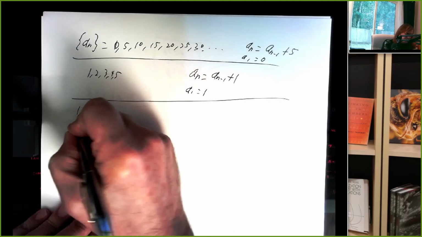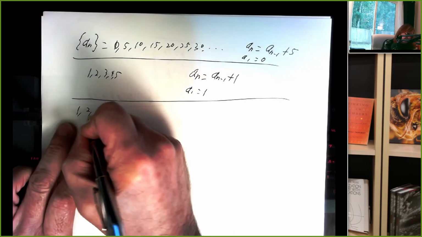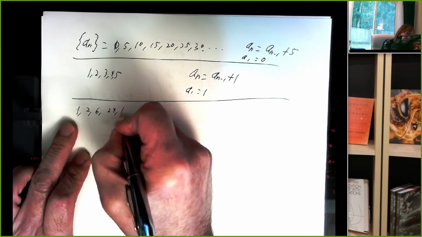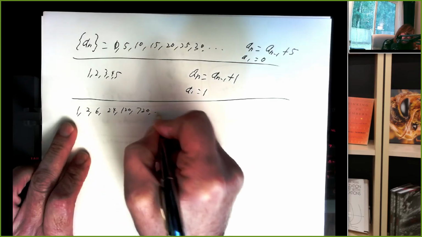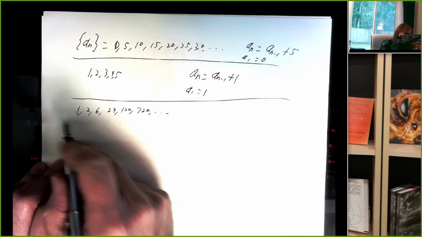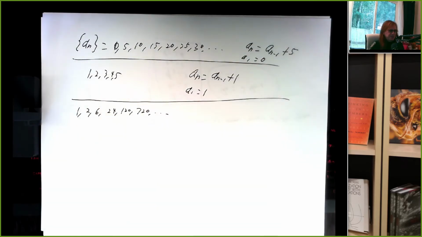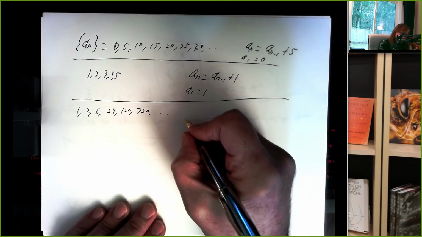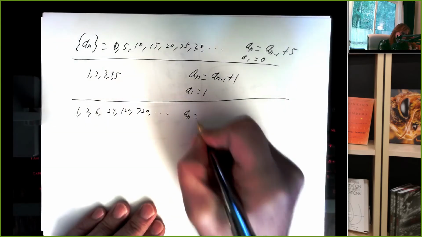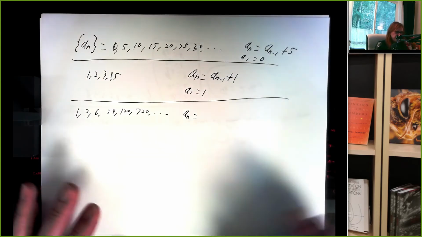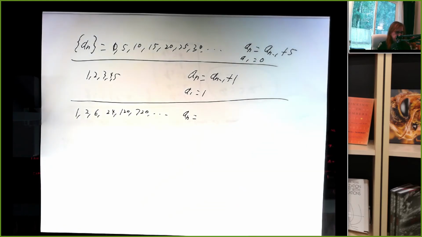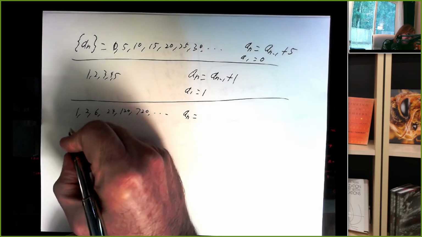What about factorials? 1, 2, 6, 24, 120, 720. This is 1 factorial, 2 factorial, 3 factorial. Remember, n factorial is the product of the first n integers, starting with 1. A n minus 1 to the third? No. Something like that. So this is A1.